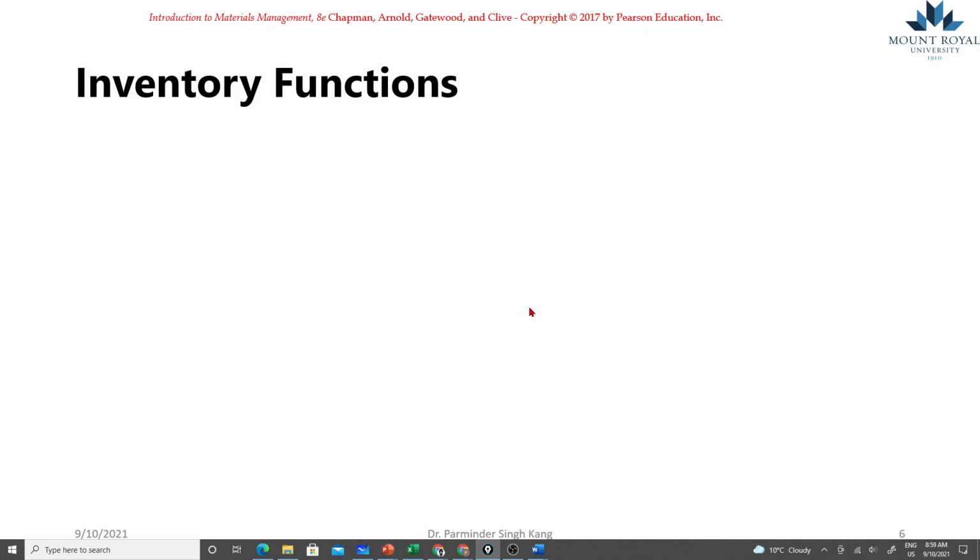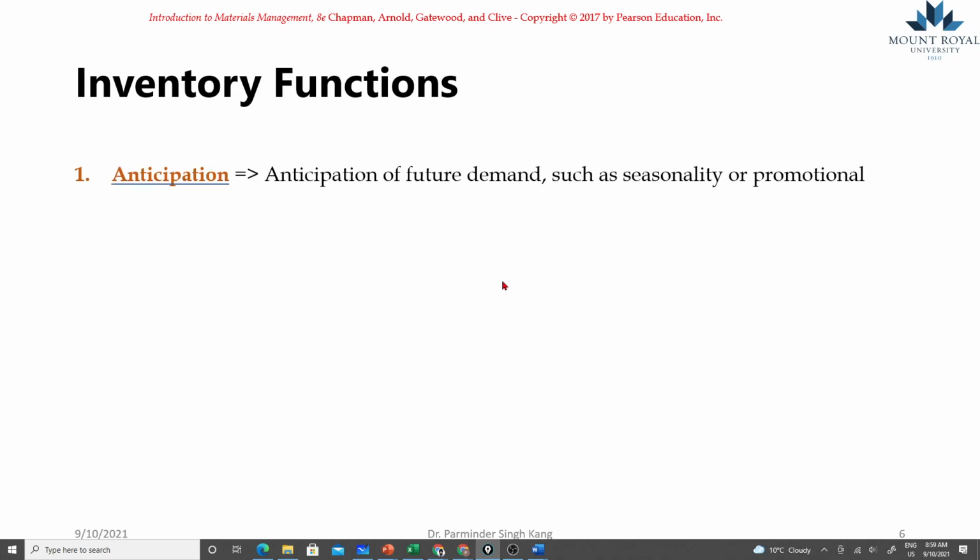Another classification which comes along is classifying inventories based on their functions. For example, we can classify inventories in order to deal with increased demand in the future. So we are anticipating the demand is increasing, and then we want to keep inventories so that we can satisfy increased demand, right? So those are called anticipated inventories, right?